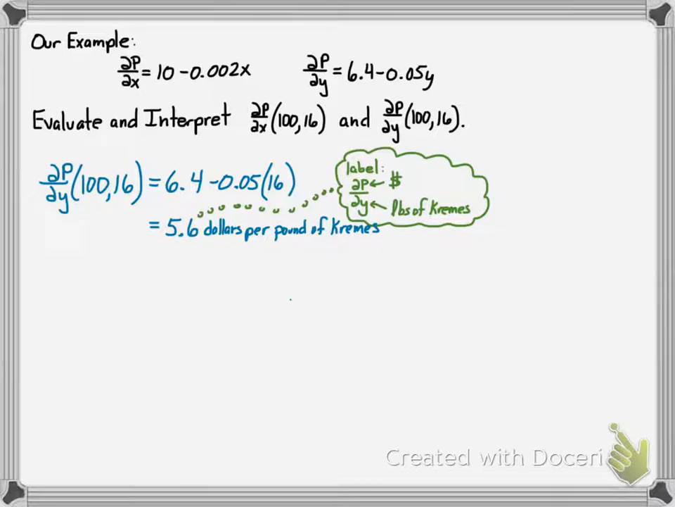And then when I put the label on the 5.6, I can look at the name dP over dy, and the P on top is profit, so that's measured in dollars. The Y in the bottom represents the number of pounds of creams. So when I think about the label for dP over dy, that label will be dollars per pound of creams. So we end up with 5.6.